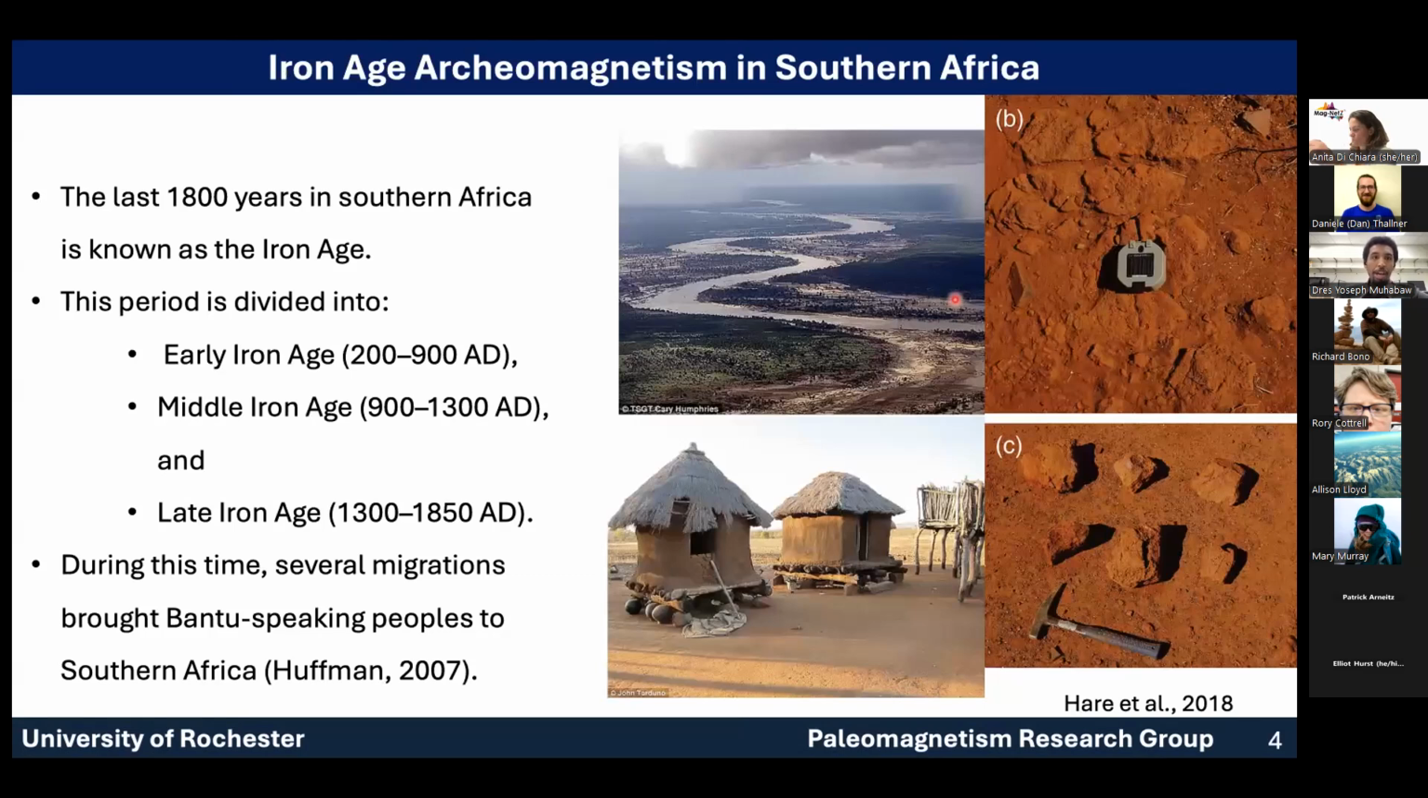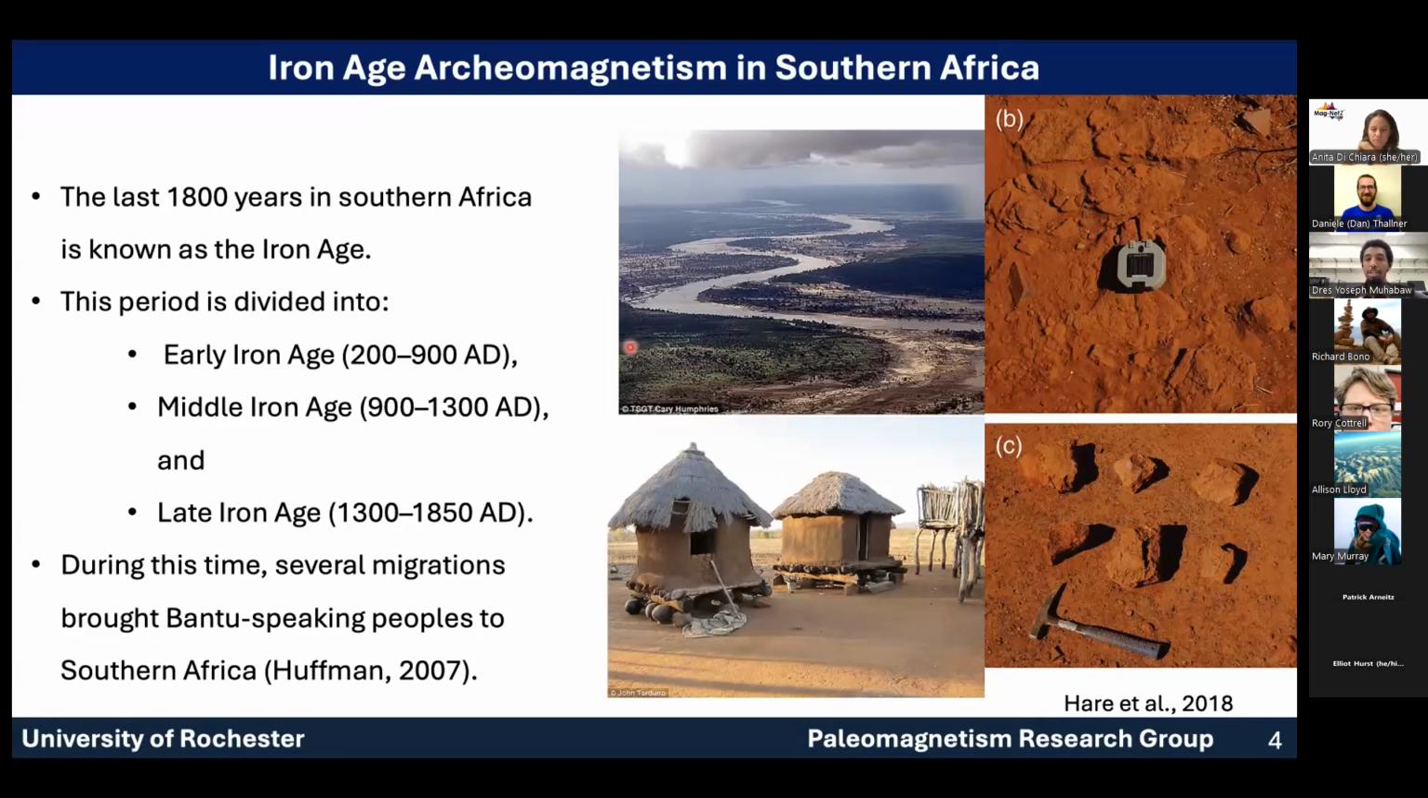Iron Age archaeomagnetism in Southern Africa is very important for understanding the South Atlantic anomaly. The last 1,800 years in Southern Africa is what is called the Iron Age. This Iron Age is classified into three time periods: the early Iron Age, the middle Iron Age, and the late Iron Age. The important thing here is that during this time period, several migrations brought Bantu-speaking peoples to Southern Africa.